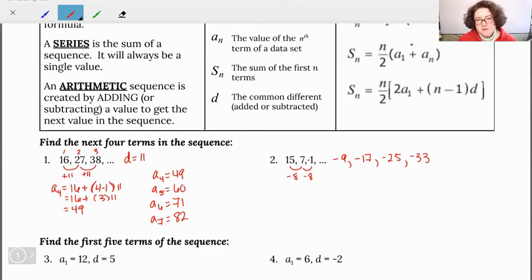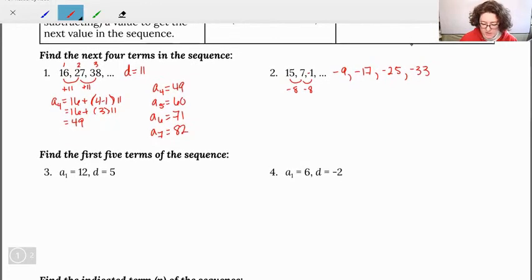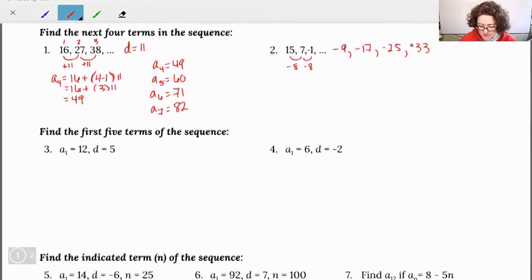Alrighty, so what if they don't give you the values as the pattern? Well, that's numbers 3 and 4. So 3 and 4 says find the first 5 terms of the sequence. And again, we could do this by going through the formula. So let's do that at least one time, or we could just use our difference on here.